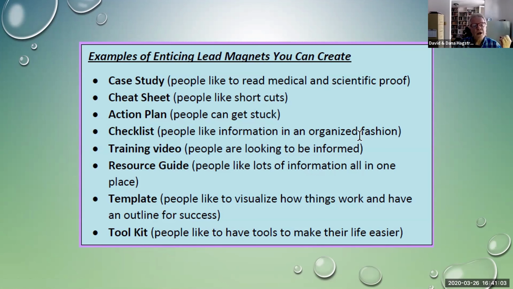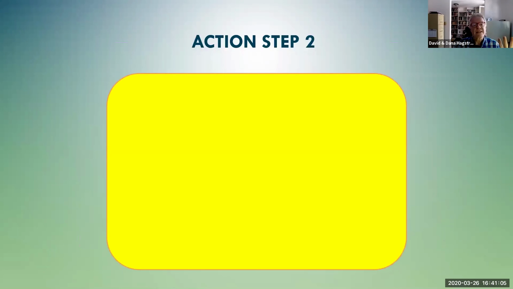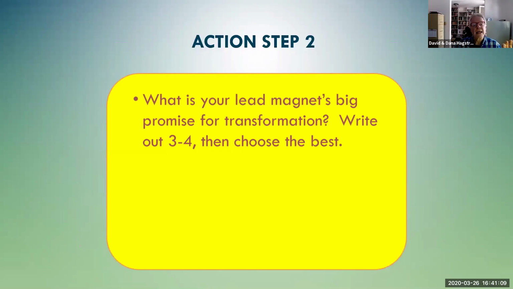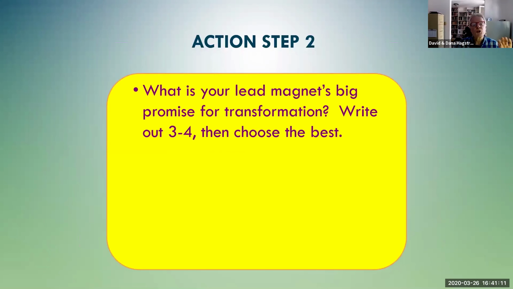Okay, once you know those first things, the next action step is to write a promise for transformation. What are you offering them? What will you do for them? And I could write out 3 or 4 or even more, then choose the one that really speaks the best.